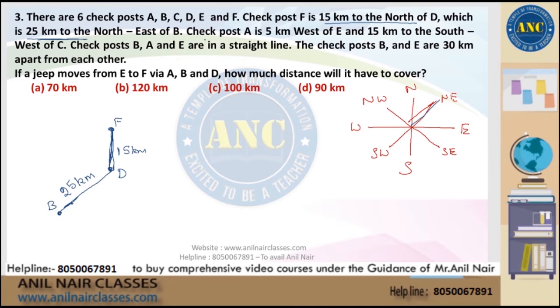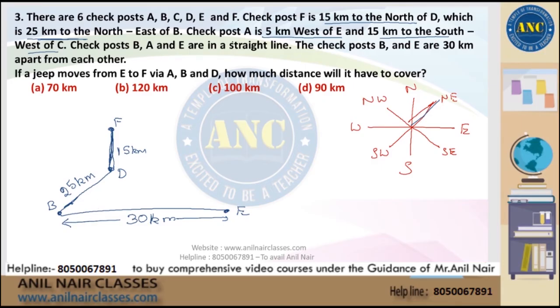Next, check post A is 5 km to the west of E and 15 km to the southwest of C. I will leave it like this now. Next one, check posts B, A, E are in a straight line. So, we have already drawn. So, B, A, E will all be in the straight line. Now, check posts B and E are 30 kilometers apart from each other. So, check post B and check post E are 30 kilometers apart from each other. Okay. Now, this is 30 kilometers.